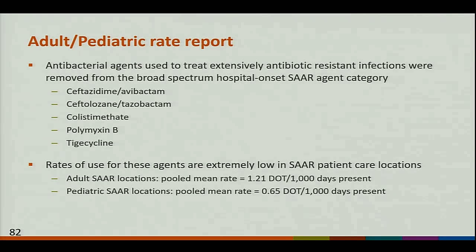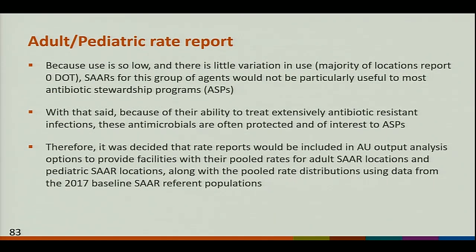Rate reports are available for agents that were part of the broad-spectrum hospital onset SAAR agent category, but were removed because they are used to treat extensively antibiotic-resistant infections. These 5 agents have extremely low rates of use in adult and pediatric SAAR locations, being used at a rate of 1.21 days of therapy per 1,000 days present in adult SAAR locations, and 0.65 days of therapy per 1,000 days present in pediatric SAAR locations. Because the use of these 5 agents is so low, there is little variation in use, and the majority of locations report 0 days of therapy.